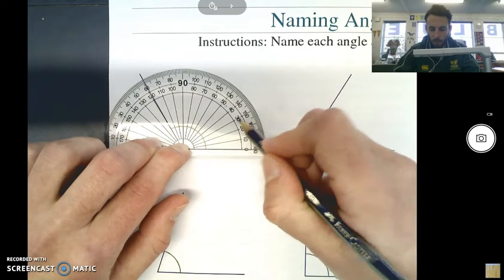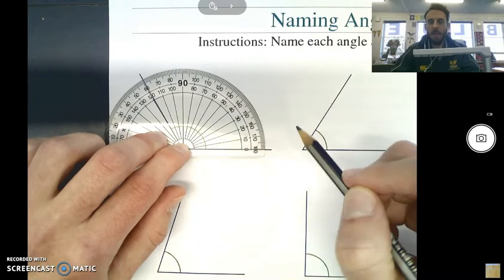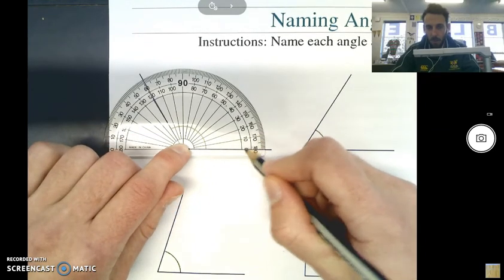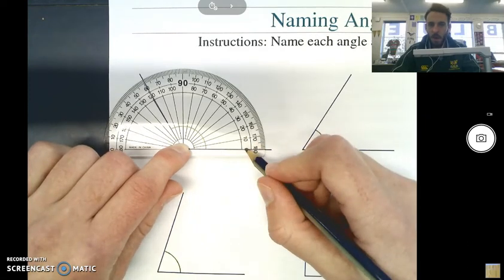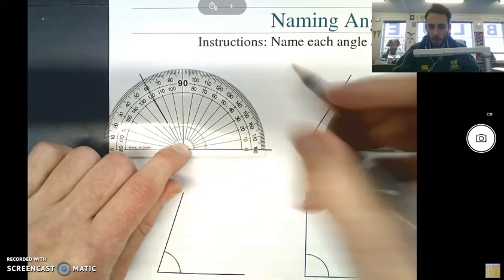It goes 0, 10, 20, 30, all the way up to 90. But over here, there's one that says 180, 170. We always start measuring angles from the 0. So I'm on the line here. I need to start at 0 degrees, and I know that I'm going to be measuring this angle using my inside markers.